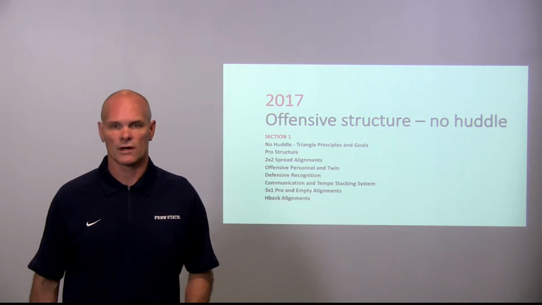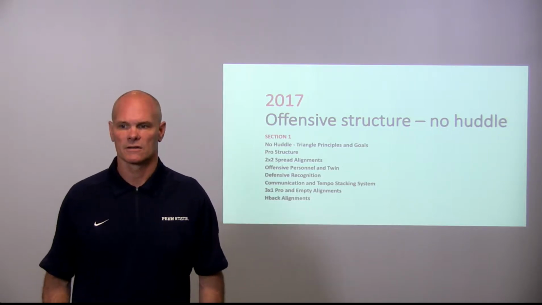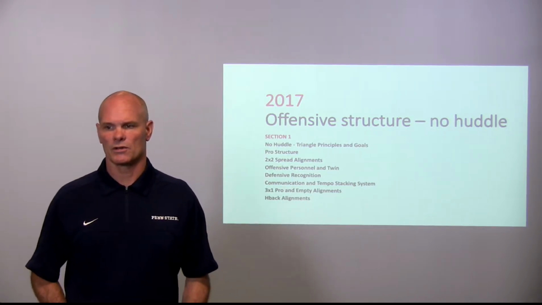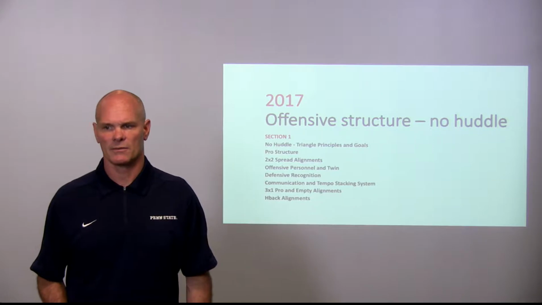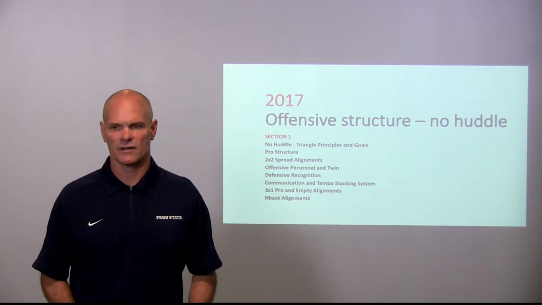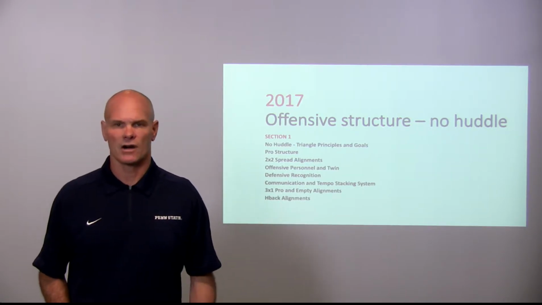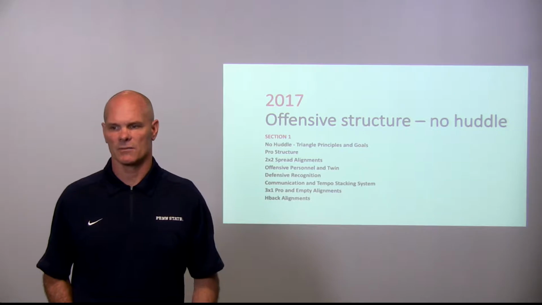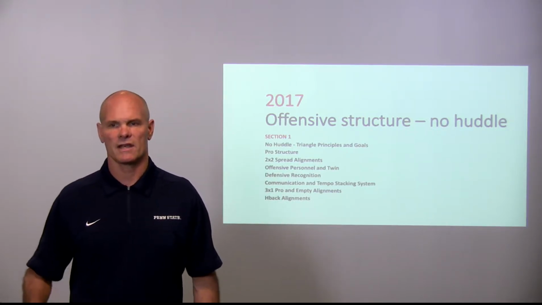What I'd like to do is walk you through our new 2017 offensive structure for the no huddle triangle offense. First off, we're going to go through the principles and goals, then our pro structure, some 2x2 spread alignments, offensive personnel and their twins, defensive recognition for communication, and then our offensive communication, verbiage, and tempo stacking system. Lastly, then our 3-1 pro and empty alignments, and then H-back alignments.